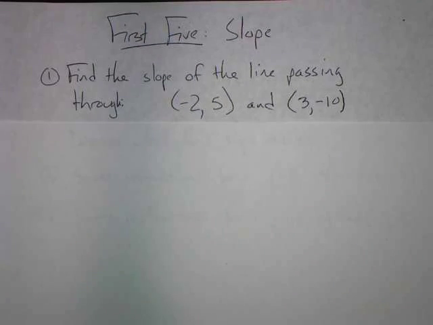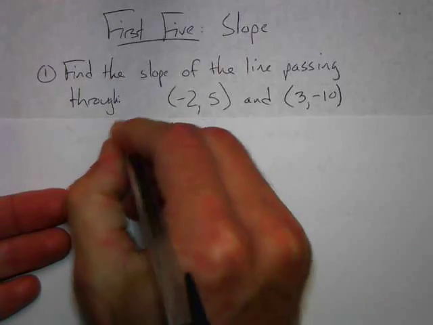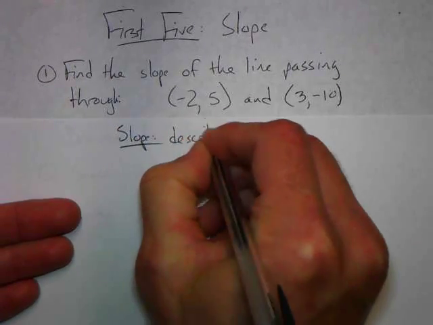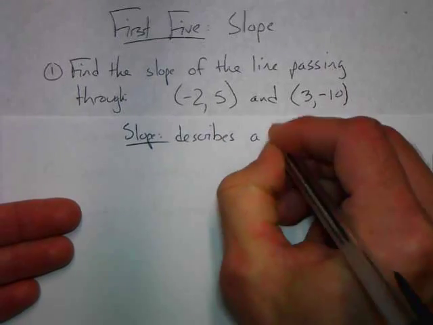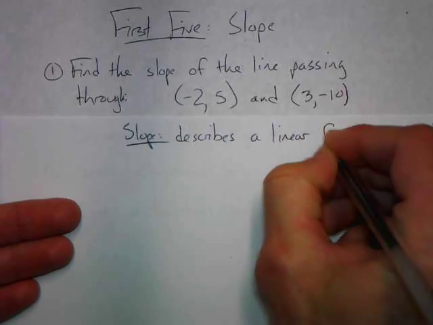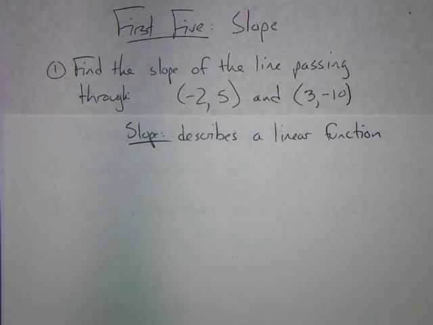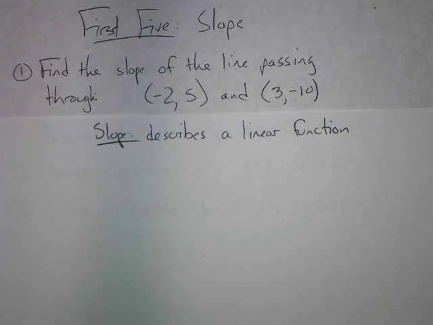In order to begin, it's going to be handy to know what slope actually is. So when we talk about slope, we should start with defining it, knowing the vocabulary. Slope actually describes what a line does. It describes a linear function. Okay, so the slope is a description of something. It's not a distance, it's not an ordered pair. It's a description of a line. It'll tell you what's happening, what it looks like.